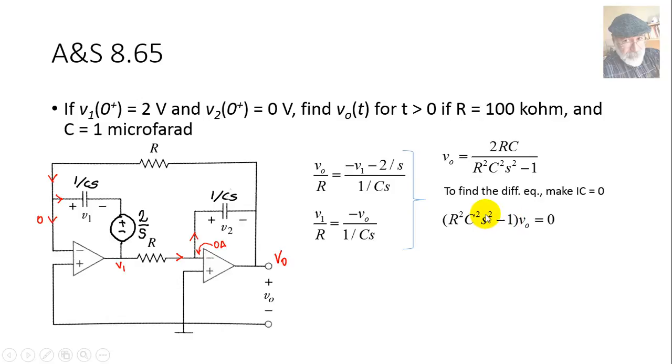It's a second order differential equation in V0 with a second order coefficient R squared C squared and a zero order coefficient of -1. So it is a second order system, all right? But now that differential equation, we better write it like this to present it to the marker.